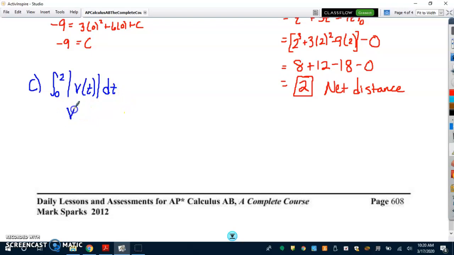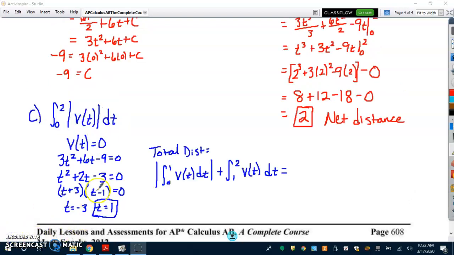Well, you need to set v of t equal to 0 to see where there's a change in velocity from negative to positive, okay? So go ahead and set up 3t squared plus 6t minus 9 equal to 0. Go ahead and factor that out. I'm going to pause the video. Okay, you can see where I've factored out the velocity function. I divided everything by 3. Factored here, I got t plus 3 times t minus 1. Well, the solutions to that are t equals -3 and t equals 1.